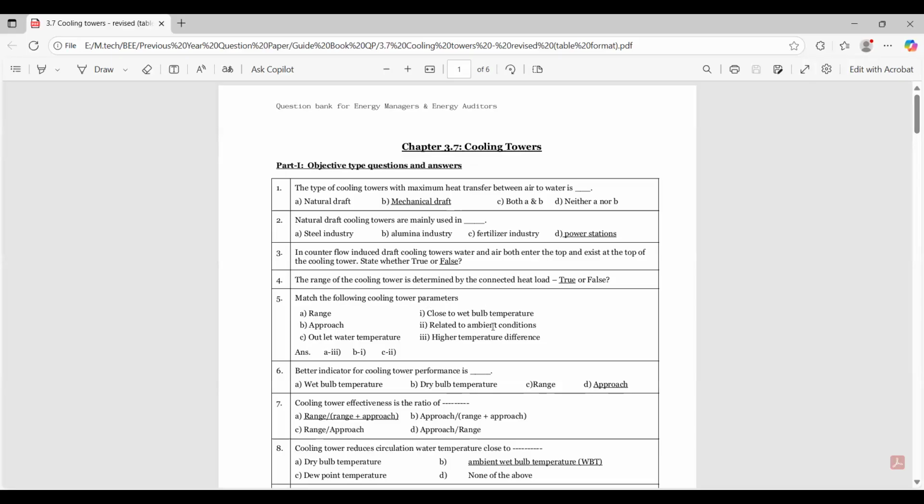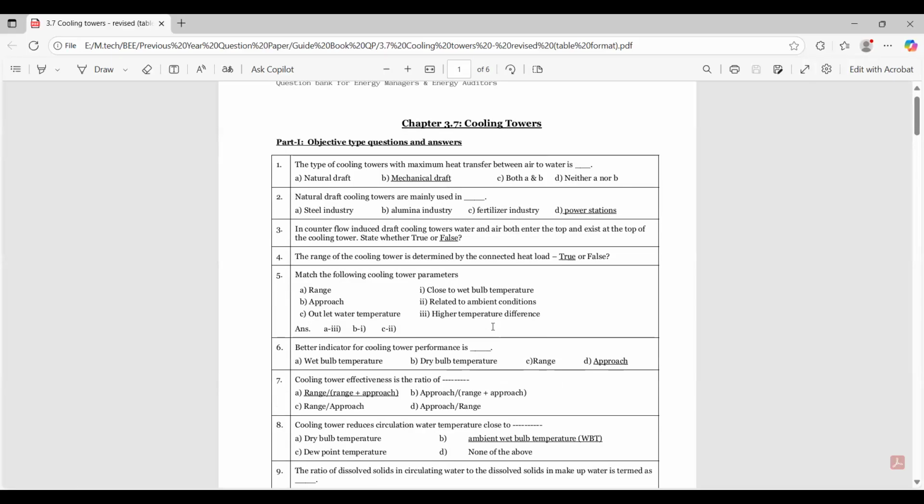The better indicator for cooling tower performance is approach. All cooling towers are always purchased on the basis of approach. Then cooling tower effectiveness is the ratio of range upon range plus approach. Yes, sir. A cooling tower reduces circulation water temperature close to ambient wet bulb temperature.